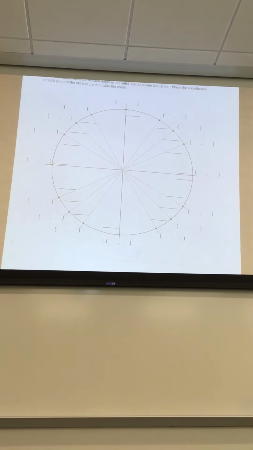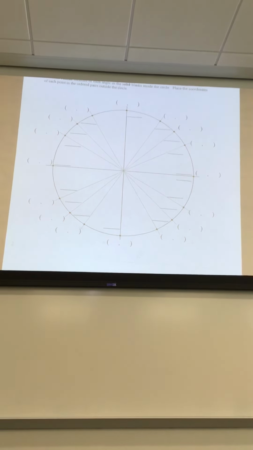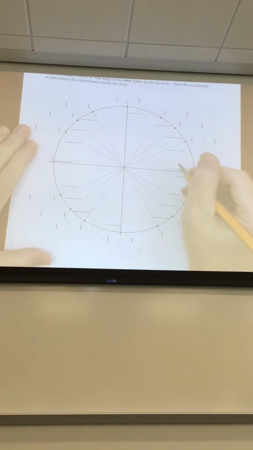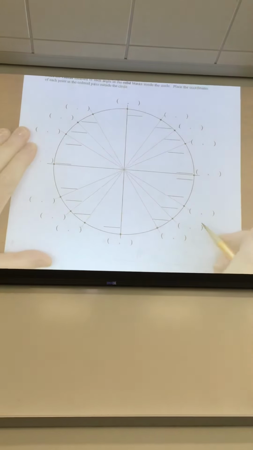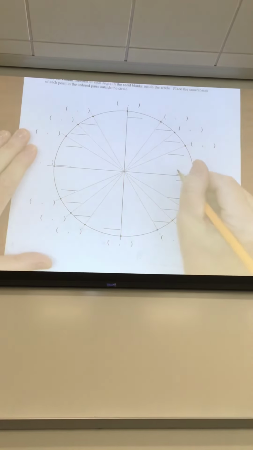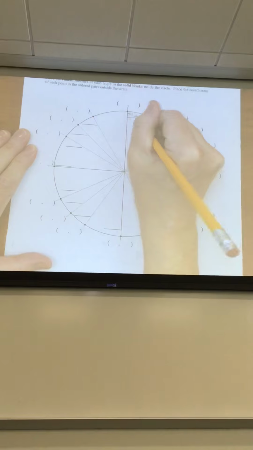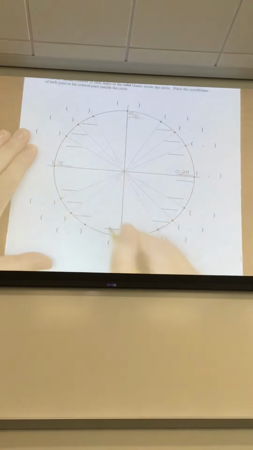Okay, what we're gonna start with is counting around the circle and putting our angles on it. That's what the blanks inside the circle are for. So we've got 0 or 2 pi, and I'm gonna go ahead and get my pi over 2, my pi, and my 3 pi over 2 on here.